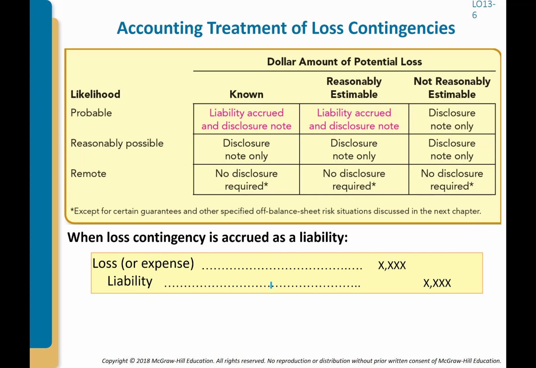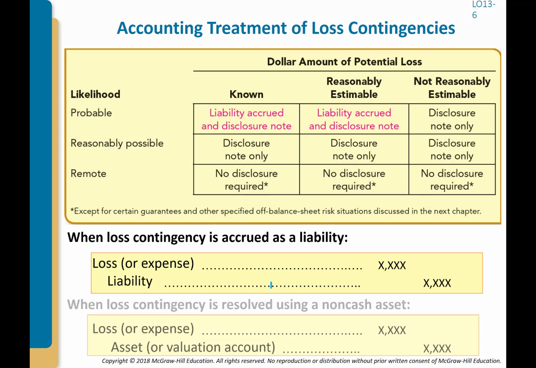Okay, all right, good. Now we come over, and when a loss contingency is resolved, and in this case they're paying with a non-cash asset, which, why, I don't know. Usually these lawsuits get settled in cash, but whatever, we had to give them. Notice we will debit the loss and credit the asset account.